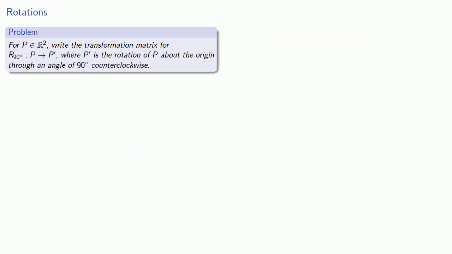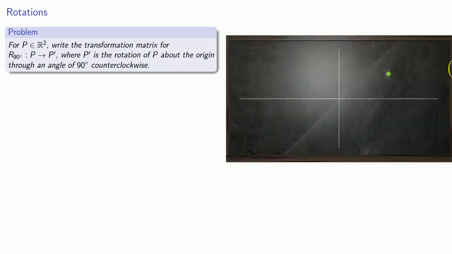Or we can take another transformation. Again, let's take a point in R2. And this time we'll consider the transformation R90 degrees, which will be the rotation of our point about the origin through an angle of 90 degrees counterclockwise. So as before, we'll have our point P with coordinates x, the horizontal distance, and y, the vertical distance. And then we'll spin our point right round 90 degrees.